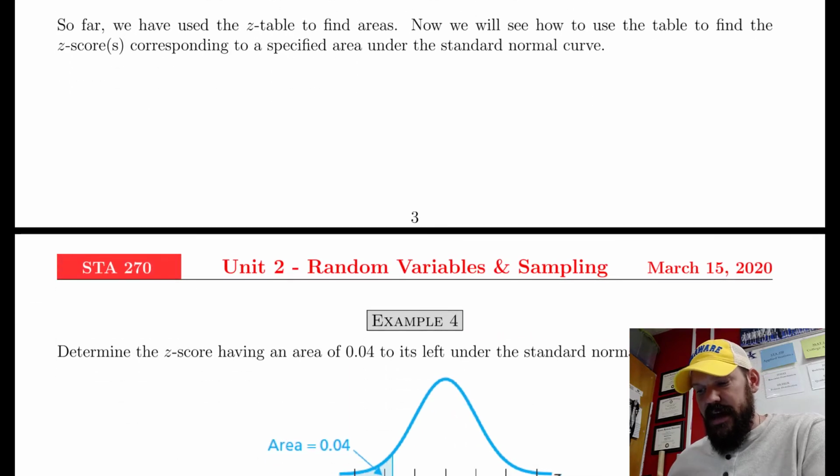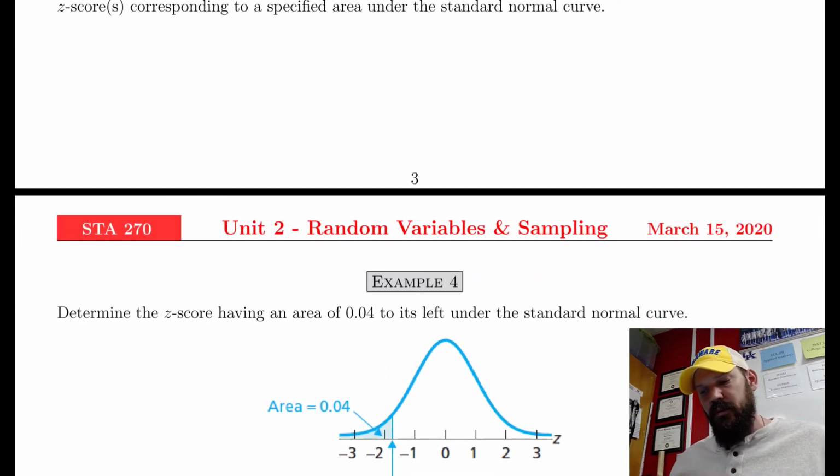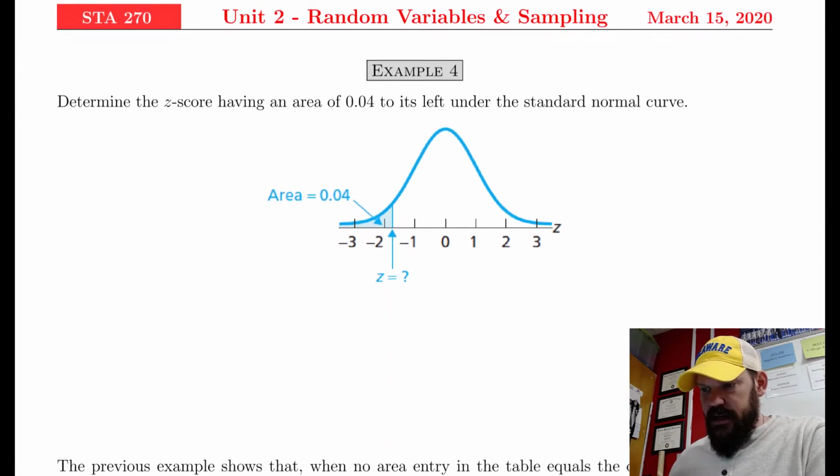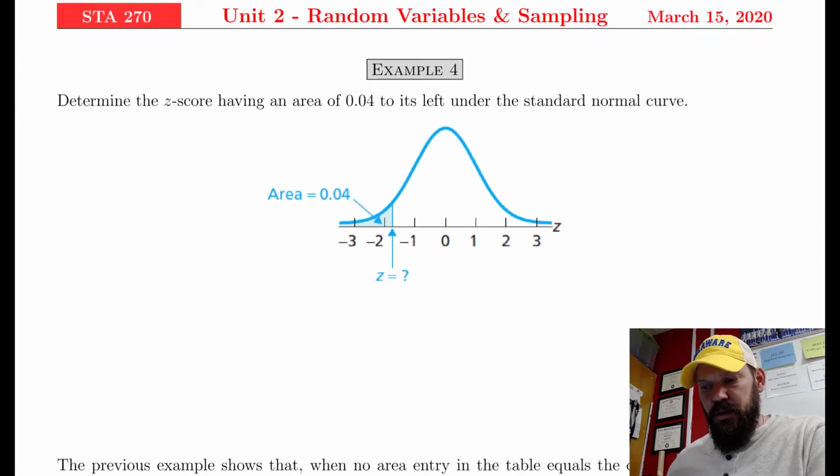Finding a z-score for a specified area. So in this case, now we're going to work from the inside of the table out. We know the area. We need to find the z-score. And we're going to see that here with example 4. Determine the z-score having an area of 0.04 to its left under the standard normal curve. Well, an area of 0.04 is going to lie to the left of the mean. So let me see if I can draw a good line here. So here's our mean. If it lies to the left of the mean, it means it has a negative z-score. So that kind of helps us narrow things down.